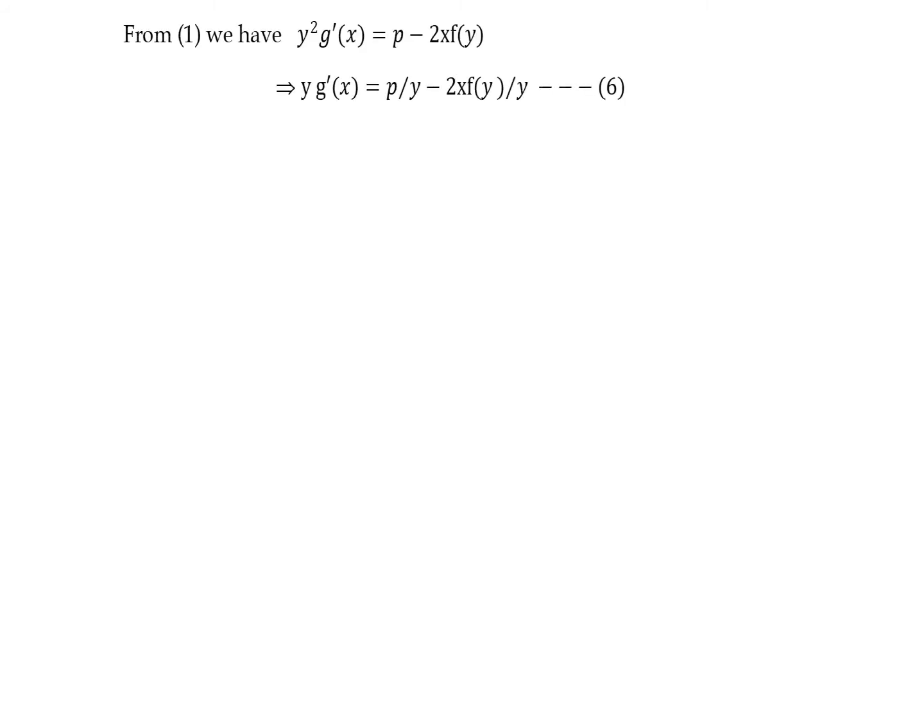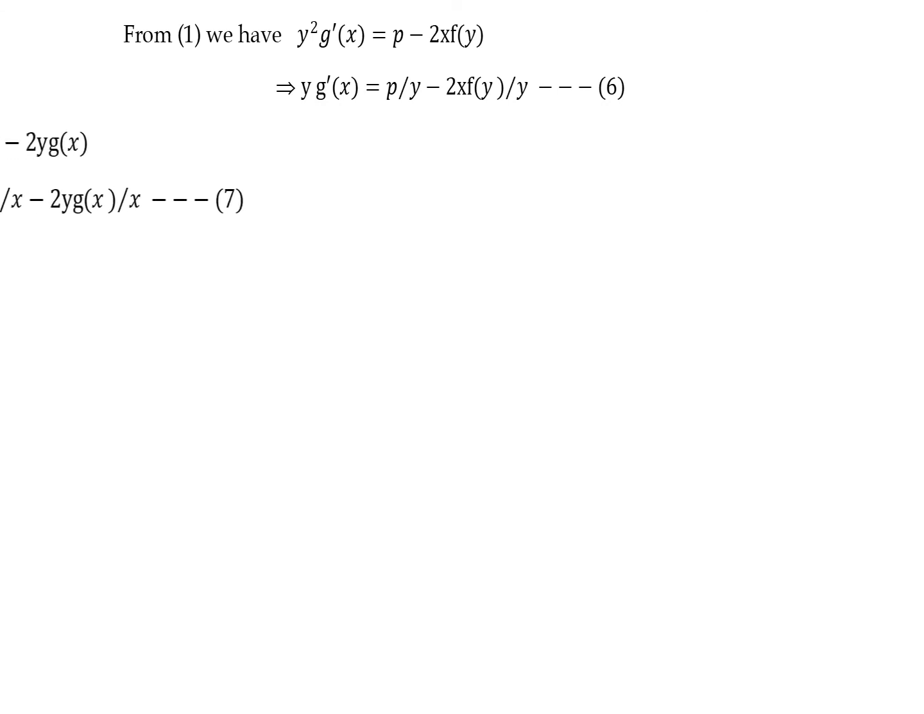Now our next work is to eliminate these functions f, g, f dash, etc. using equations 1 to 5. With a few algebraic skills we will be able to do that. So from equation 1 we have y squared g dash of x equal to p minus 2x f of y, and hence y g dash of x is p by y minus 2x f of y by y, just dividing by y on either side.